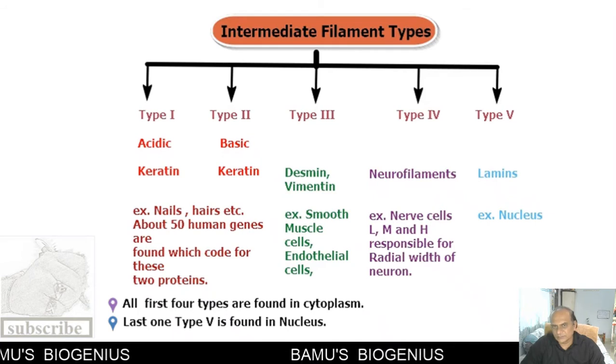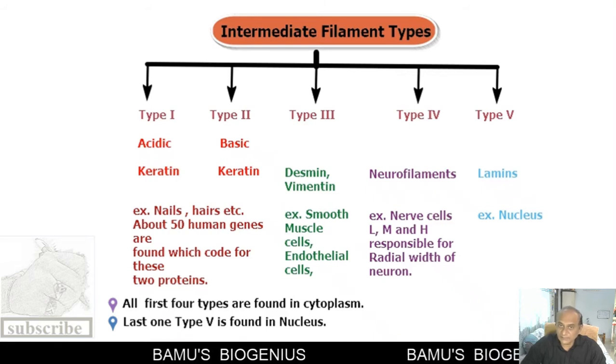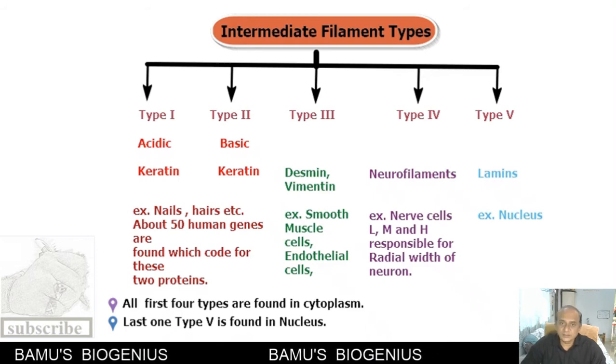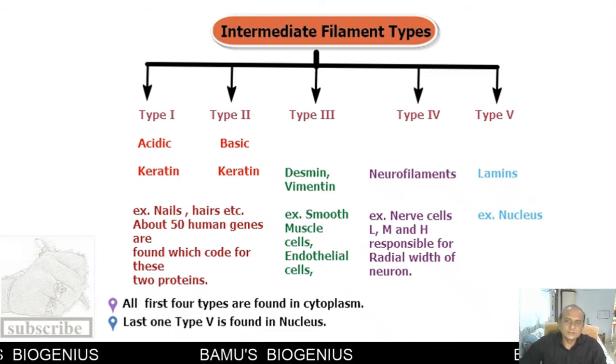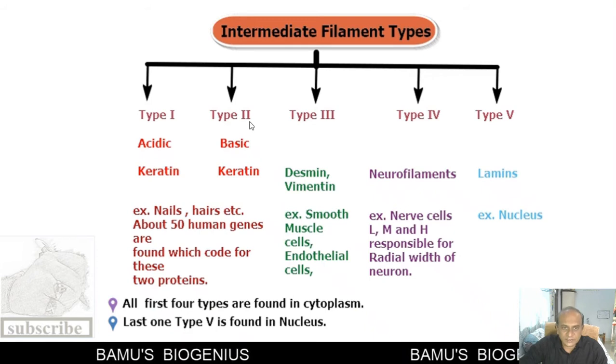As I have told you, the intermediate filaments are made up of a fibrous protein, and this fibrous protein is of different types. On the basis of the type of fibrous protein, these intermediate filaments have been classified into 5 types. In some books it is written as 6 types, but we have included only 5 types. Now you can see here these intermediate filament types are type 1, type 2, type 3, type 4 and type 5. Out of these, type 1 and type 2 are acidic and basic keratin.